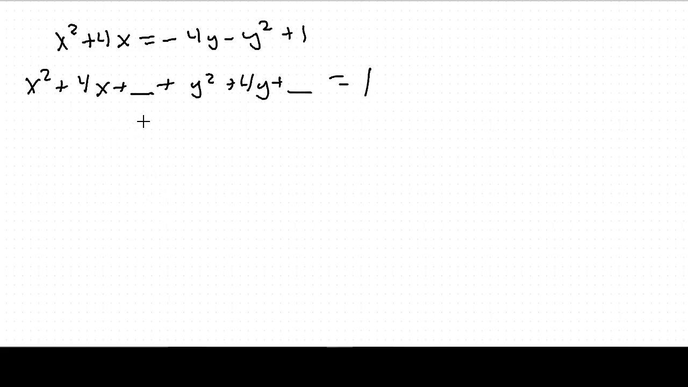In order to complete the square, I have to make this a perfect trinomial. So the way you do that is you take this number, you divide it by 2, and then you square it. So what would that be? 4. So that number goes there, so I have to add 4 over to this side too.